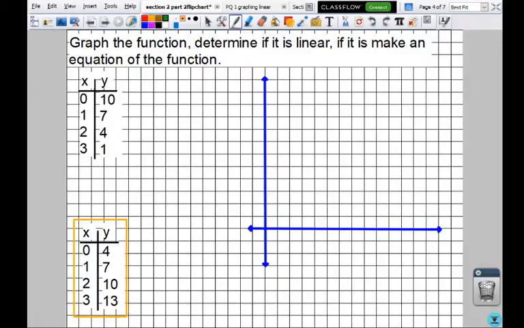So I'm going to look at this one right here. I am going to graph, say if it's linear, and I'm going to make an equation. So we're going to kind of work backwards. We're going to start with our equation first. So I need to look, are my x's going by 1 each time? Yeah, that's good.